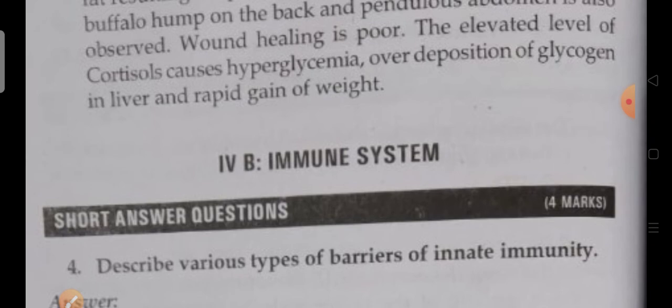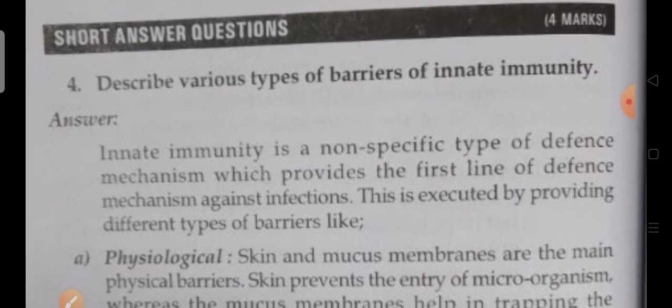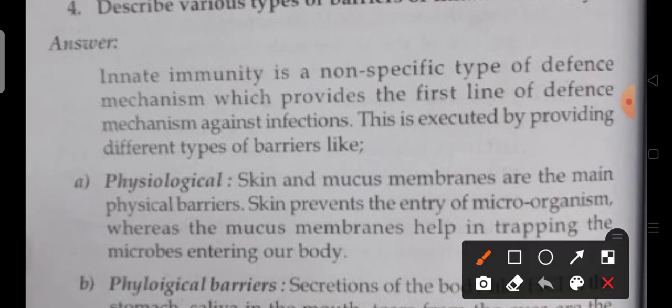Next, coming to the fourth unit: describe various types of barriers of the innate immunity. Innate immunity is a non-specific type of defense mechanism which provides a first line of defense against infections. So innate immunity is nothing but the non-specific type of defense mechanism. It will provide the first line of defense against infections.